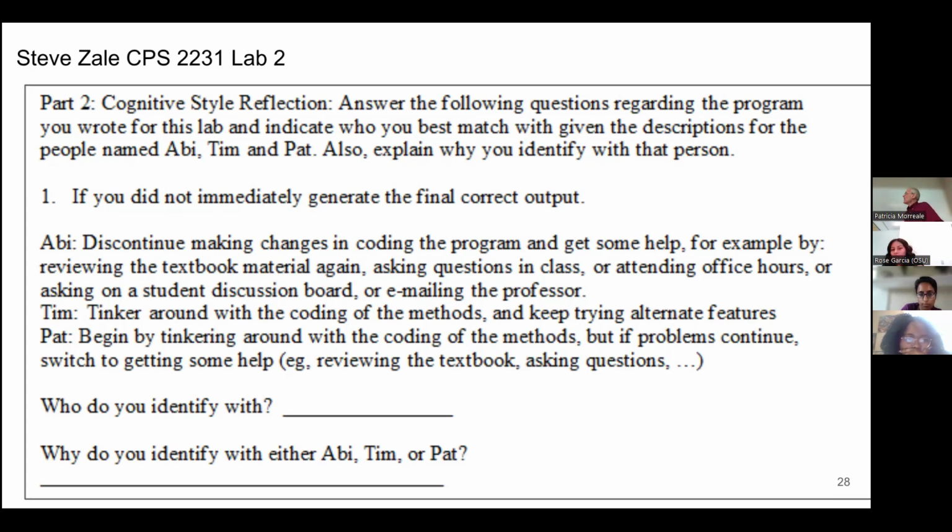Then I wanted them to understand diversity, right? If you take a look at the personas of Abby, Tim, and Pat, they all represent diverse cognitive styles. So by identifying with one of these personas, students gained a deeper understanding of the varied ways in which individuals approach programming challenges, right?